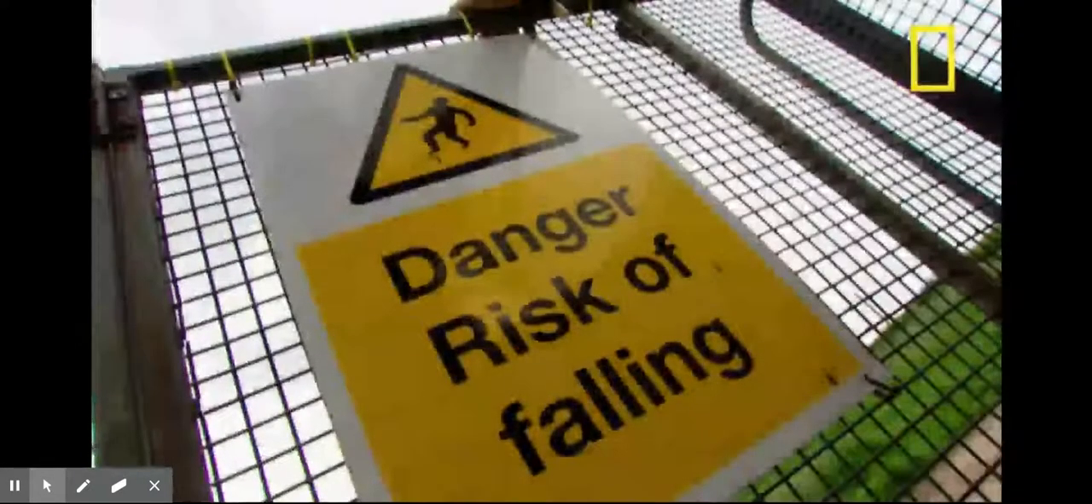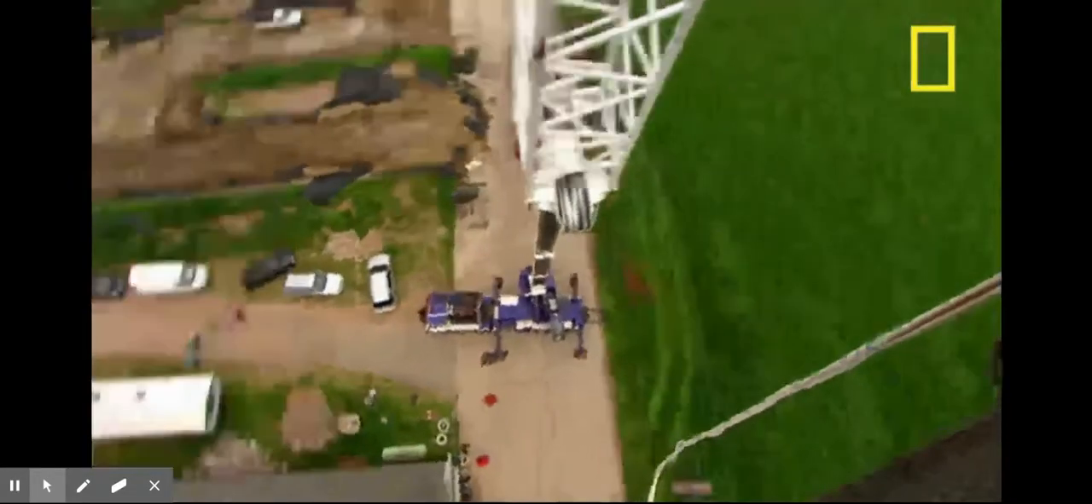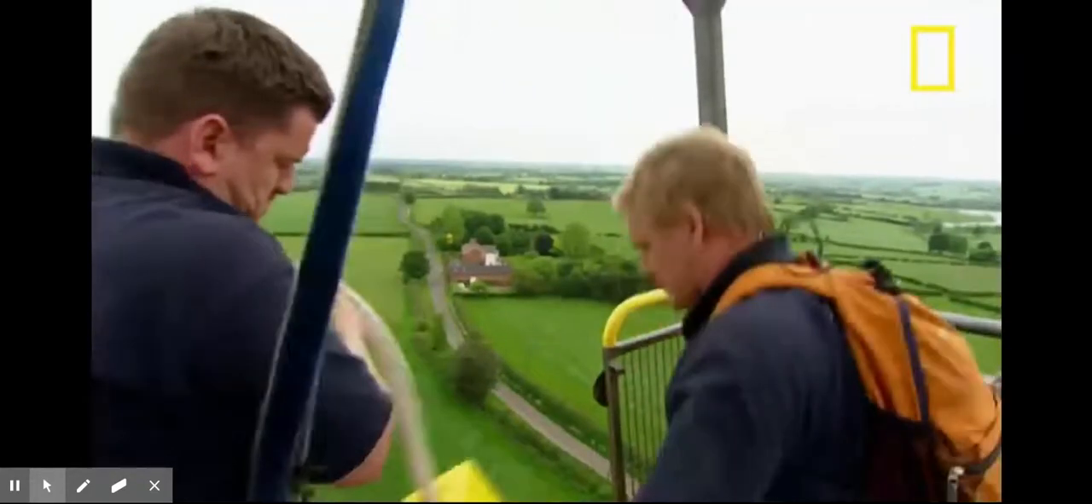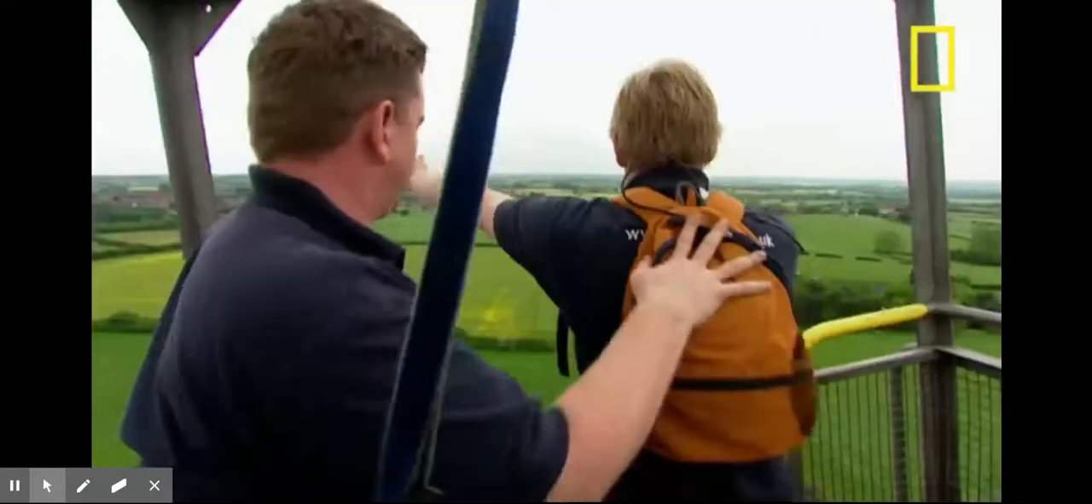And now for the final test, with a human subject. Here we go. Some jumpers won't jump until they've seen the pros do it first. Bungee expert George has done over 200 jumps, but even he still gets the willies. Three, two, one, bungee. As the rope kicks in, George is travelling at over 70 kilometres per hour.